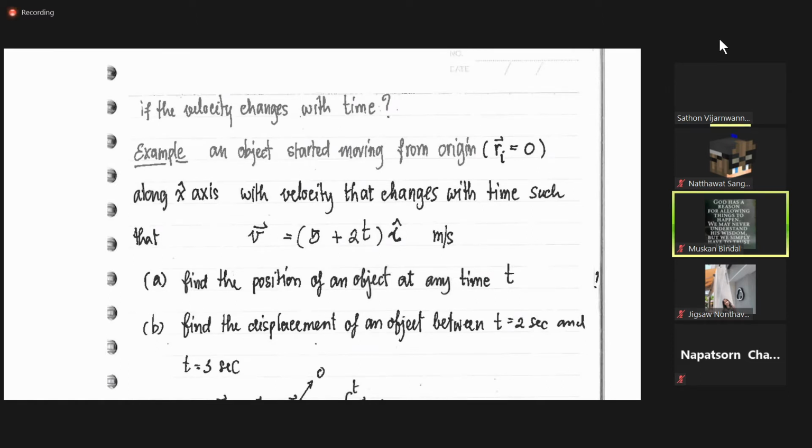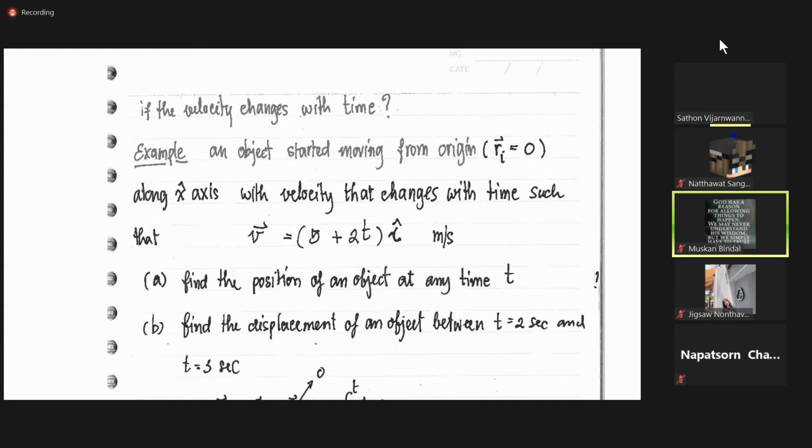So in this case, what does it mean? It means that the object is moving along the x-axis with velocity that keeps increasing. So at the beginning, when t equals 0, the object has a velocity of 5 meters per second along the x-axis. And then it increases by 2 meters per second for every second that passes. So that is the meaning of this.